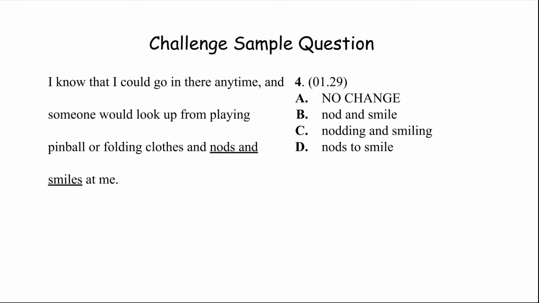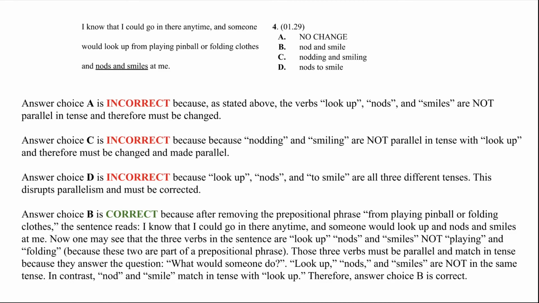When you look a little deeper, you'll actually notice that from playing pinball or folding clothes is actually a prepositional phrase. It's not related to the core of the sentence that we're looking at and trying to make parallel. We're actually looking at the verbs in this sentence. So nod and smile need to match the same form as would look up, which is earlier in the sentence, once we take out the prepositional phrase. That's why our correct answer choice is going to be choice B, because it maintains the same form. If we take out that, someone would look up and nod and smile at me. All of those are in the same form. Just don't get confused with that prepositional phrase because it doesn't have anything to do with the verbs being parallel.